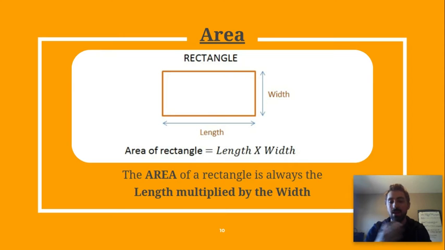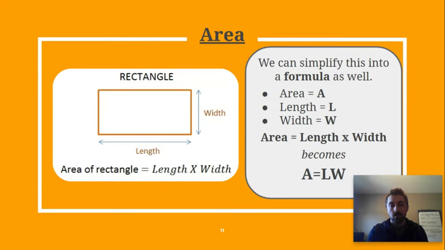So just starting off, the area of a rectangle is always the length multiplied by the width. When we show this as a formula, we can simplify it down to this: area equals A, length equals L, width equals W. For a rectangle, area is always equal to the length times the width. So that becomes A equals LW. If you have those two letters together, we take out the X, the multiplication sign, so that we don't confuse it with any other symbol. They're right next to each other, and that means they're multiplied.